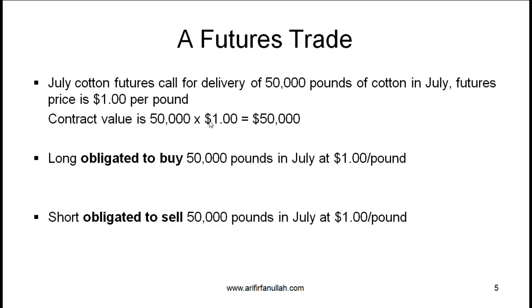Now let's look at an example of a cotton futures contract. We have a cotton futures contract on the New York Board of Trade. Let's say that we have a July cotton futures contract which calls for delivery of 50,000 pounds of cotton in July. So the underlying obviously is cotton. This is a deliverable contract, which means that the short is responsible for delivering the underlying, which is 50,000 pounds of cotton. That is the further definition of the underlying, and these need to be delivered in July.